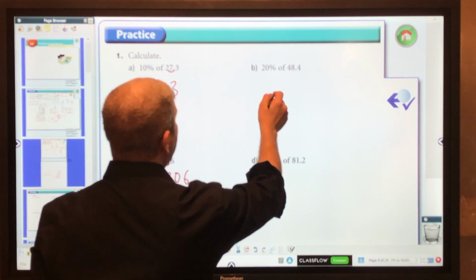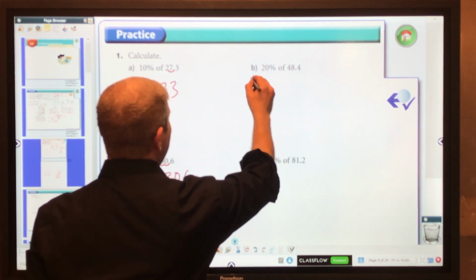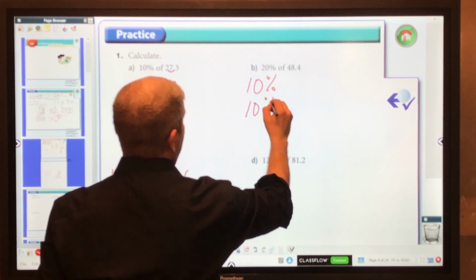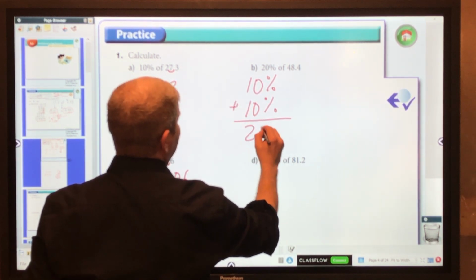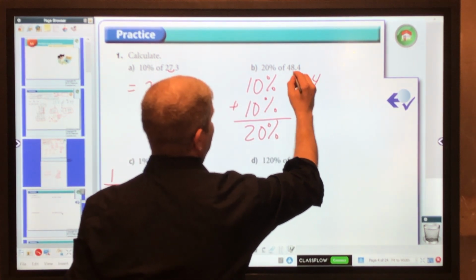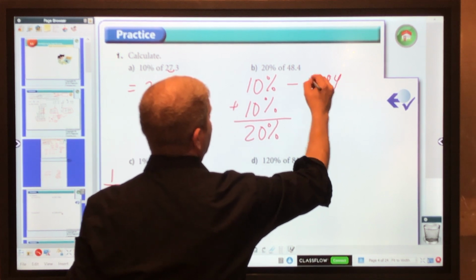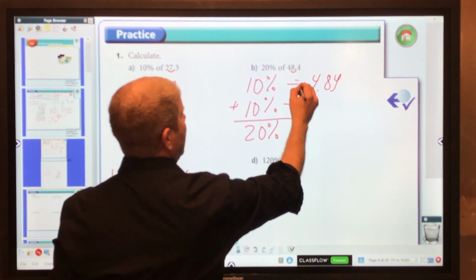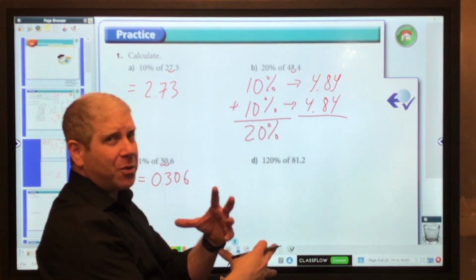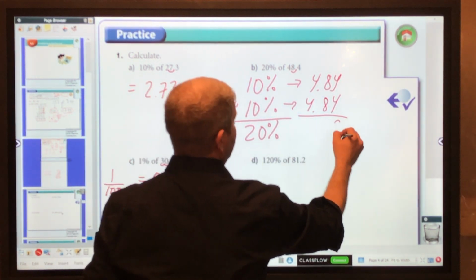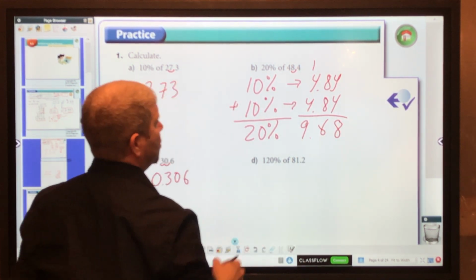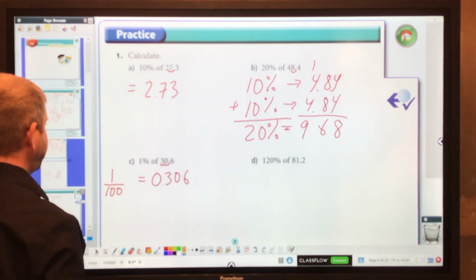All right, 20%. Now for 20%, what we could do instead is turn it into 10% and 10%, and then add those two up, because we know 10% plus 10% gives us 20%. So 10% of 48.4 is going to be 4.84, because we're moving the decimal one place. And another 10% will be the same, 4.84. Now we're just going to add those two up, boom, we get 20%. So 8, 16, and 9, so the answer will be 9.68.